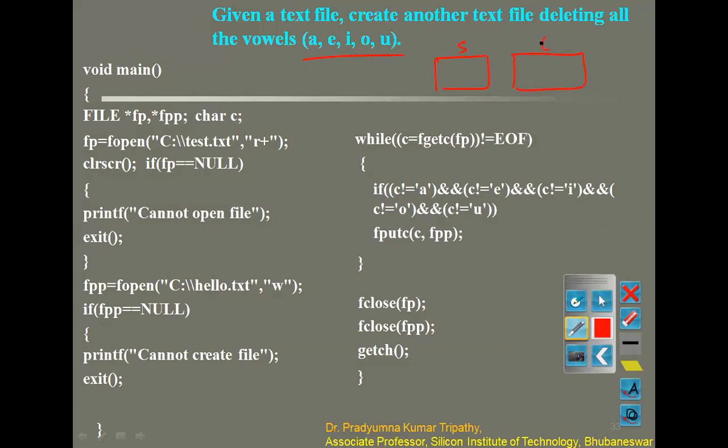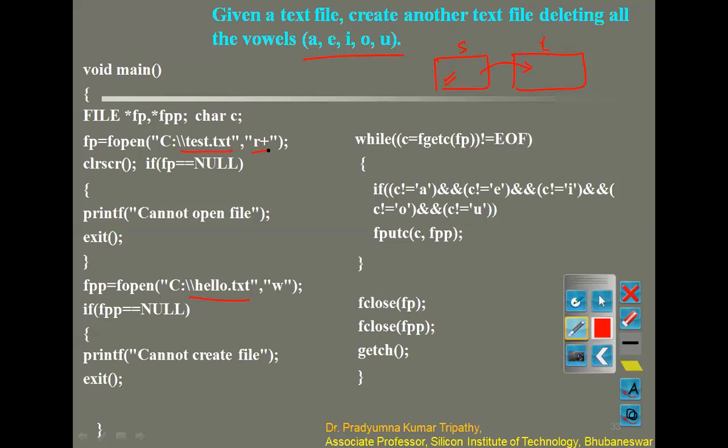I will read the content of this file. Each character I will check. If it is A, E, I, O, U, I will not write. If those characters are not there, I will write into this target file. Just look over here. I open this test.txt as read and write both, r plus. Then if fp equals null, then cannot open file. The second file I opened in write mode, correct? So why have I opened it in r plus mode? I want to do both reading and writing over here.